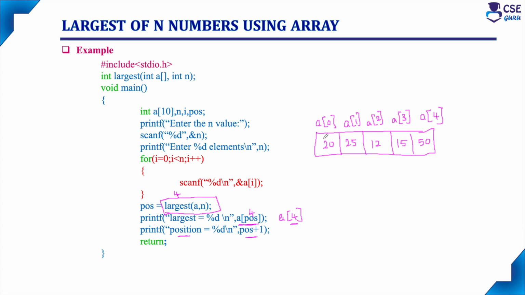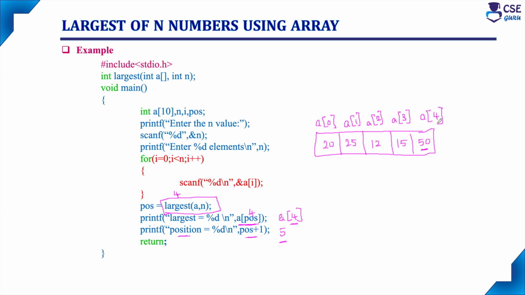So A of 0 to A of 4. A of 4th position value is the largest element. Since directly we are specifying the position here, we have considered position plus 1, that is 4 plus 1. Fifth position element is the greatest element. That is the meaning we have to take. So fifth position, what is the value? 50. And that array location is A of 4.